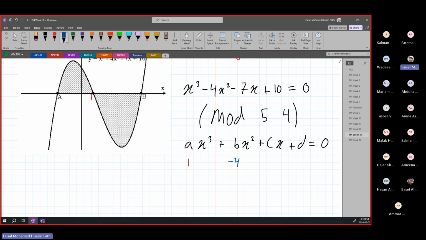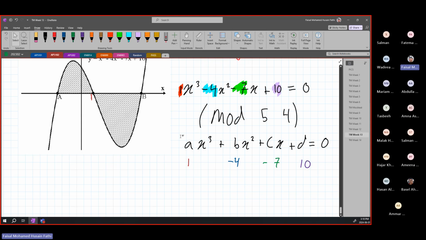Okay, so I can be a bit more clear. This is going to be our b, which is minus 4. This is our c, which is minus 7. And our d, which is 10. This is x cubed, as if it is 1x cubed, right? This is the same as saying 1x cubed. Okay. Your minus 4 is from your b value, and the plus 10 is your d value.